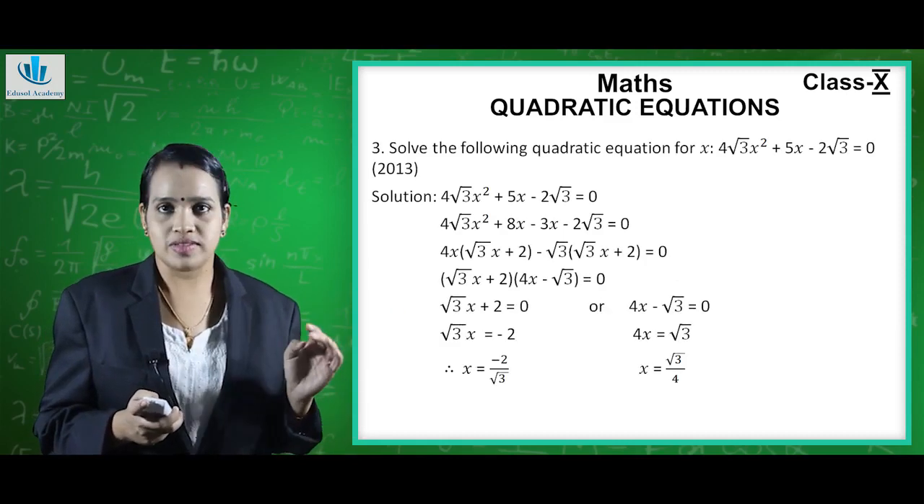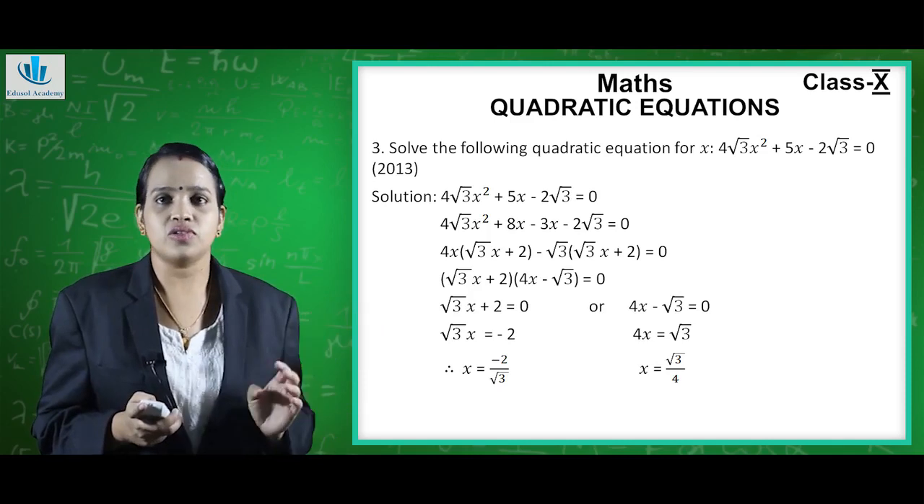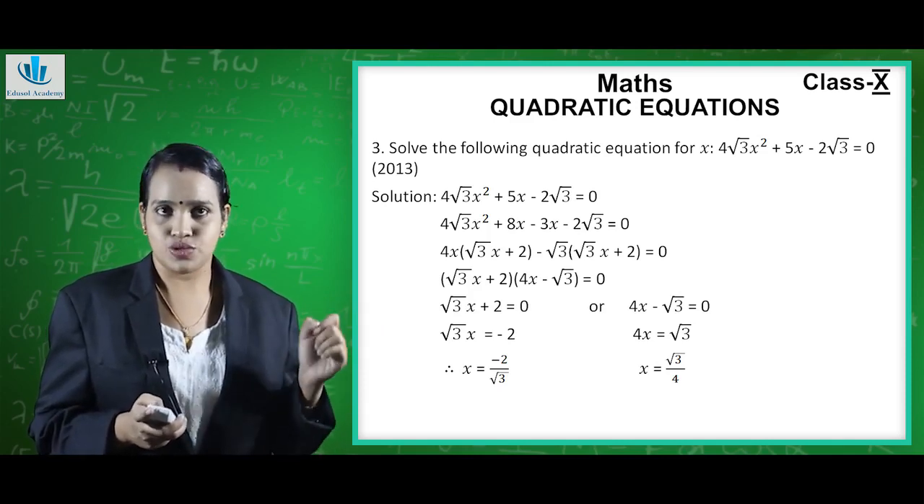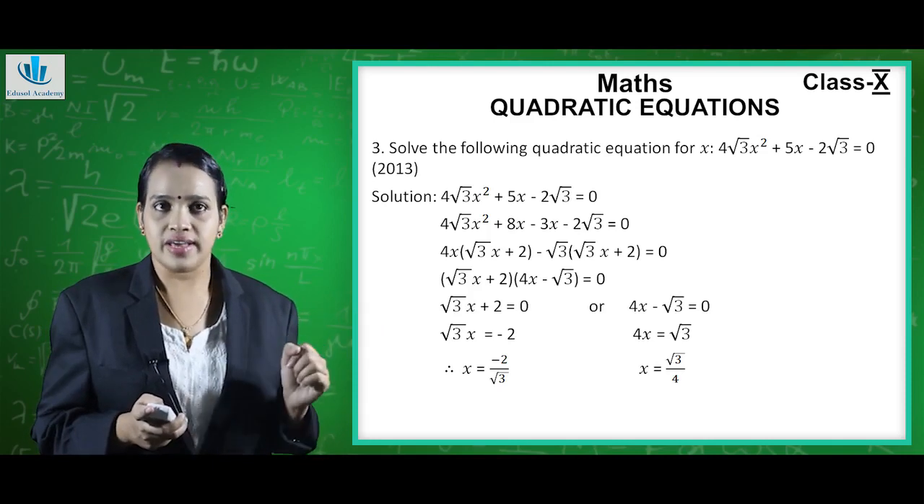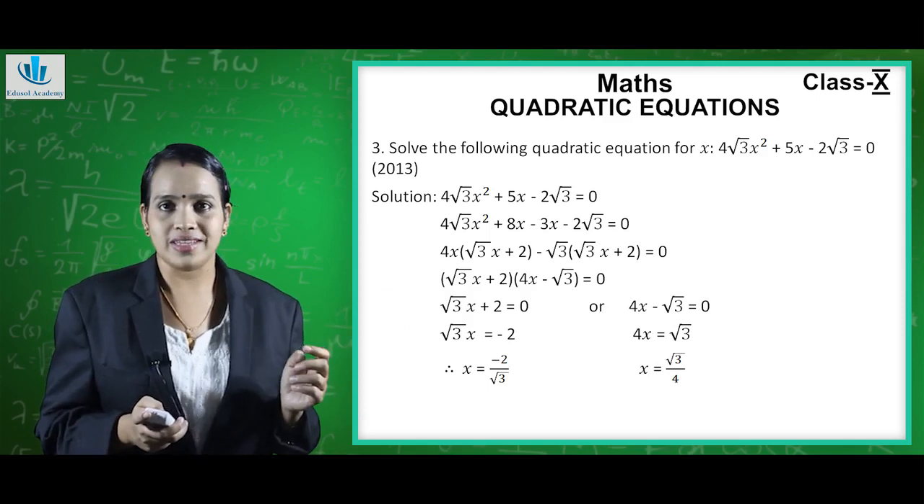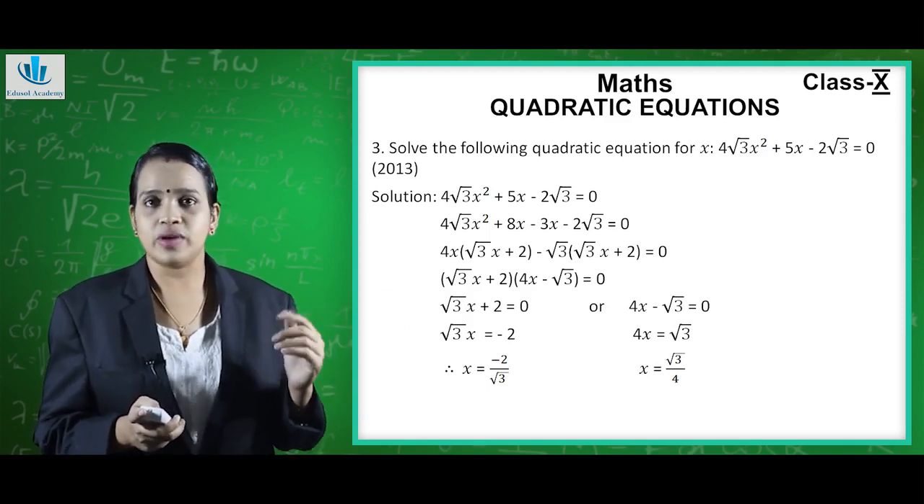Now our next question is, solve the following quadratic equation for x. Here also we have to find the value of x. 4√3x² + 5x − 2√3 = 0. This question has appeared in the year 2013. Now we will solve it. First we can split the middle term.